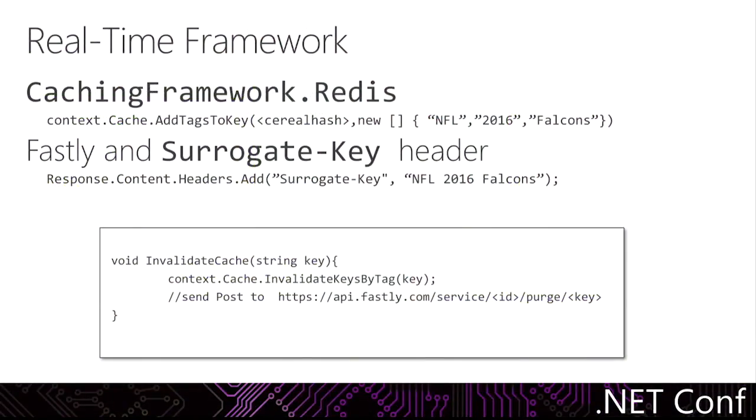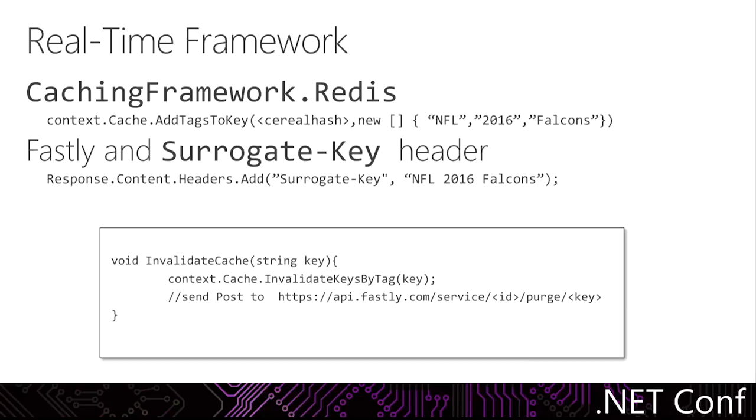And then there's an open source library called cachingframework.redis. They are built on the Stack Exchange Redis. They support tagging your cache keys. So back to that initial example, I'll just use what's on the screen to make it easy. There's NFL 2016 Falcons data. So that could be schedules, scores, stats, whatever.